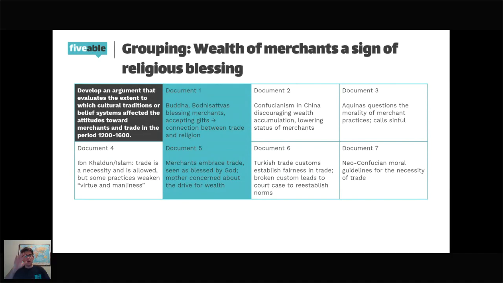Outright rejection, the support of trade, although with the idea that morality should guide it, and morality linked in that belief system of Islam. And then over here, this idea of religion used to justify the existence and proliferation of trade. So kind of 3 stages that we see across the board.